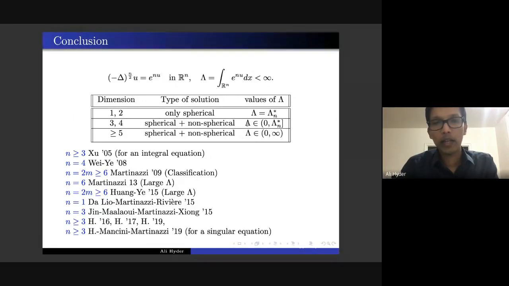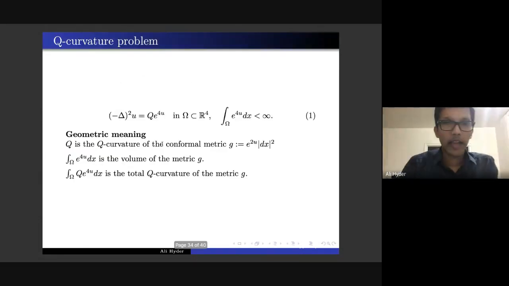In dimensions 3 and 4, lambda is between 0 and some lambda star, but in dimension 5 and higher, it could be anything between 0 and infinity. And here are some of the references for these results.